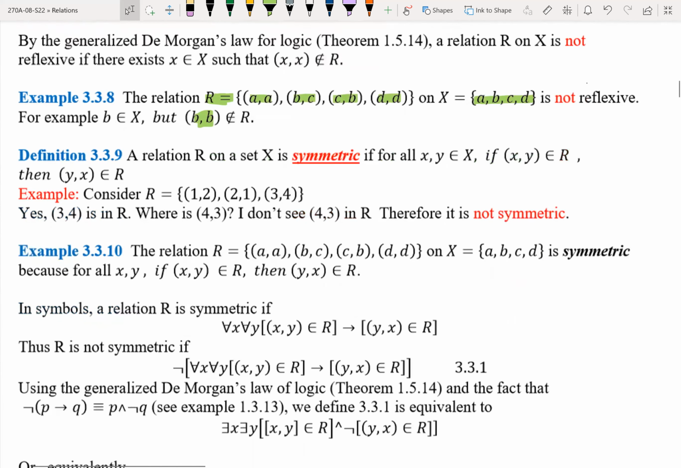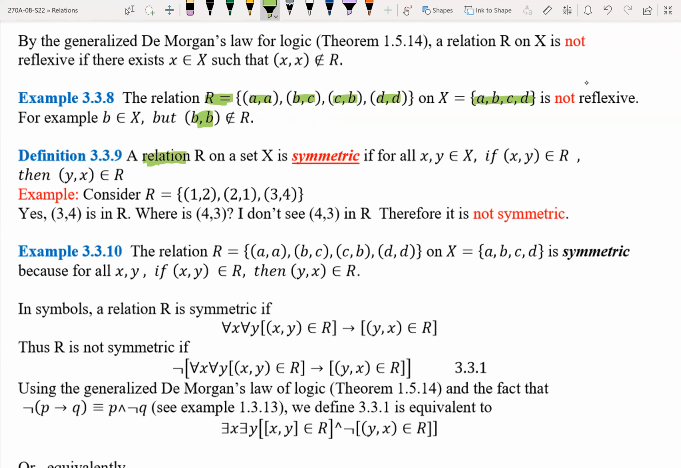And again, the good example is the same inequalities, right? If 1 is less than or equal to 2, it's not that 2 is less than or equal to 1. So this is false. That's a good example. It's not a symmetric relation, okay? So one more time.